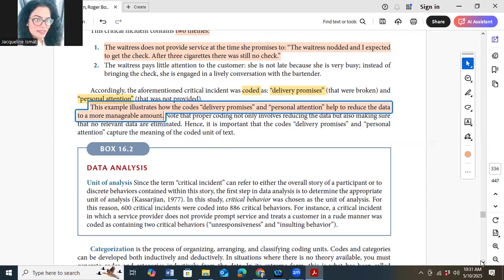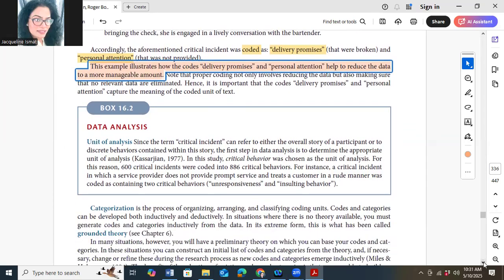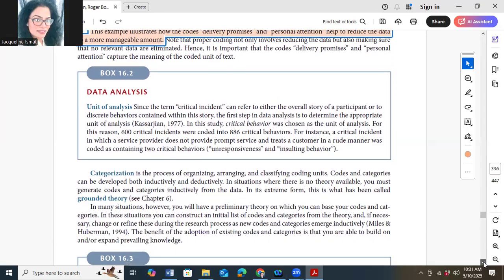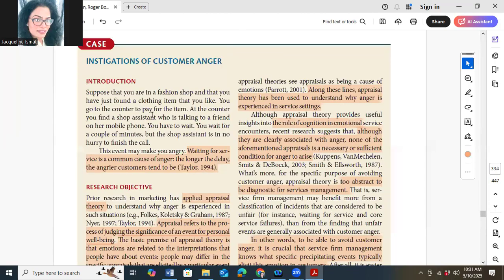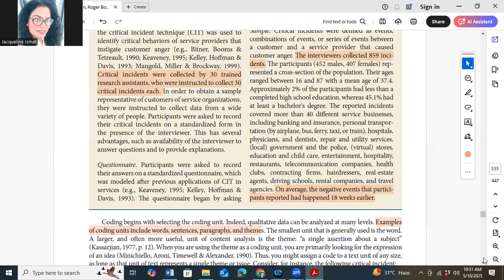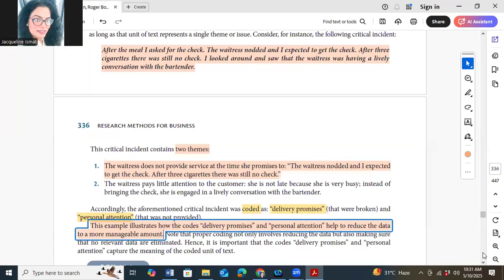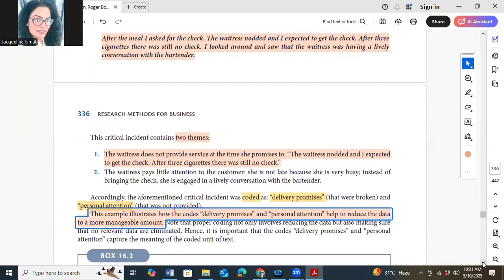सो आगे हम चलते हैं, about data analysis, ठीक है. Data analysis क्या है? Since the term critical incident can refer to either the overall story of the participant or the discrete behavior contained within the story, the first step in data analysis is to determine the appropriate unit of analysis. In this study, हमको जो हमारा डिटेल केस था उसको रिकॉर्ड करना है, ध्यान रखिएगा आगे सारा मामला इसी केस से मिलेगा. So you have to move to and fro, ठीक है. आपको अल्टरनेटिवली आगे पीछे मूव करना है चीजों के लिए to develop it and understand it.